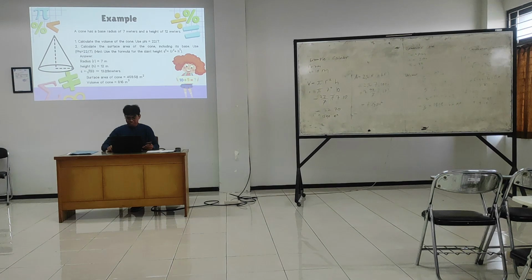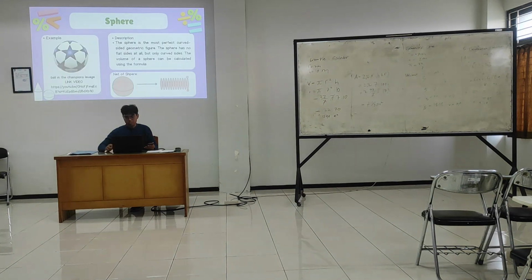And then the next and last step is the sphere. An example of the sphere is the ball in the Champions League. The description is that the sphere is the most perfect curved-sided geometric figure. The sphere has no flat side at all, but only curved sides. The volume of a sphere can be calculated using the formula.